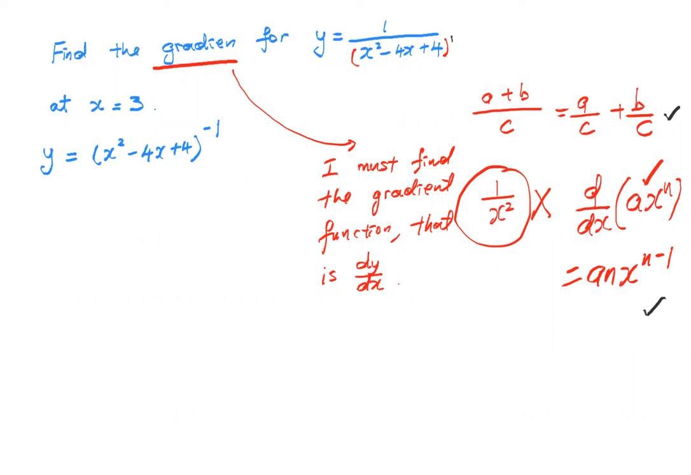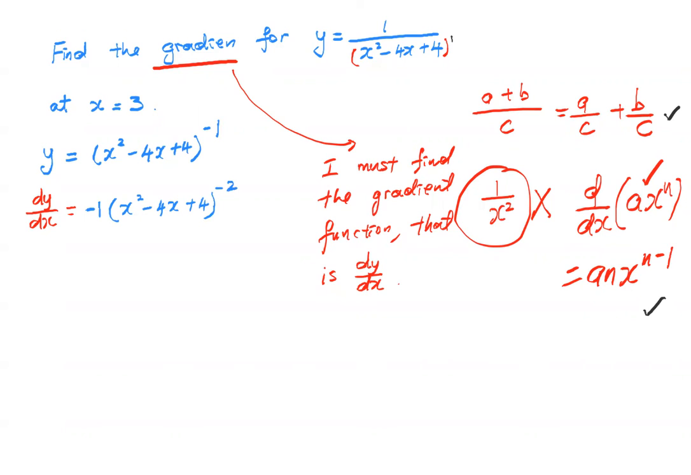Okay? So the question tells you. So now the next step I will do is I find dy dx. So I follow my chain rule. Am I right? A is 1. My g(x) is x squared minus 4x plus 4. And the n is -1. So multiply by the power. Copy down the whole thing. Power take away 1. Am I right?